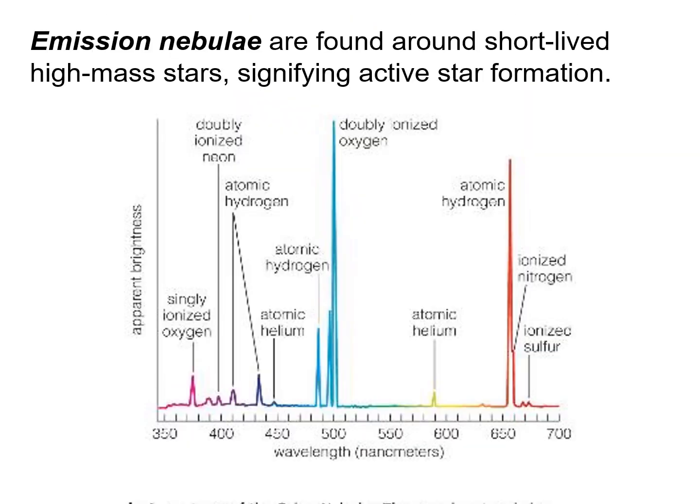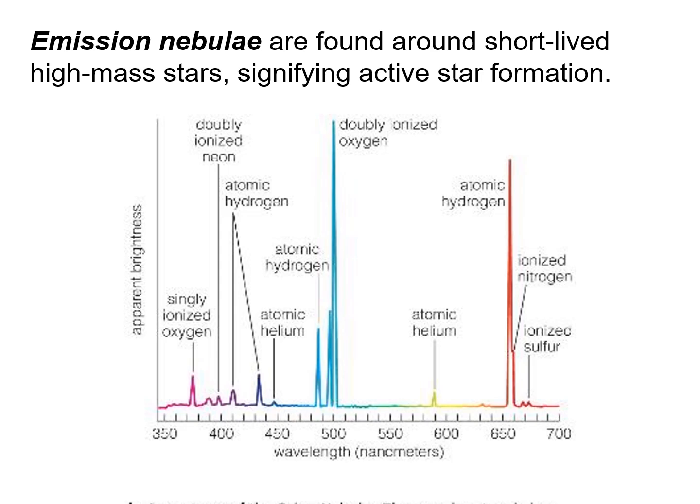Emission nebulae, also known as ionization nebulae, are found around short-lived high-mass stars, signifying active star formation. Remember on the Hertzsprung-Russell diagram, the short-lived high-mass stars, those are the blue ones up and to the left. If we have these nebulae, that means that there is a lot of star formation going on, so a lot of stars that go through more quickly this star-gas-star cycle.